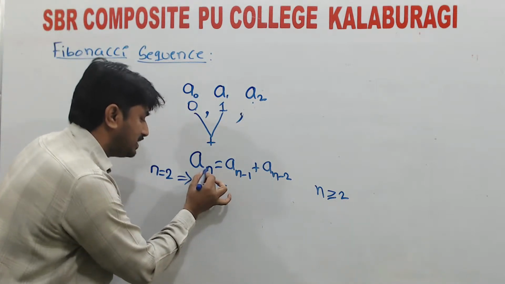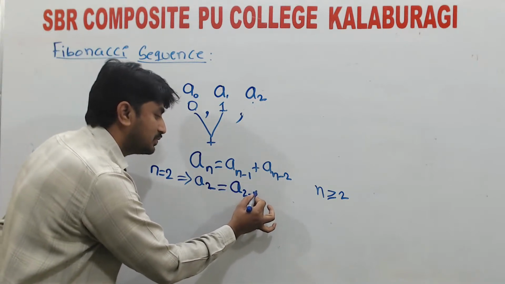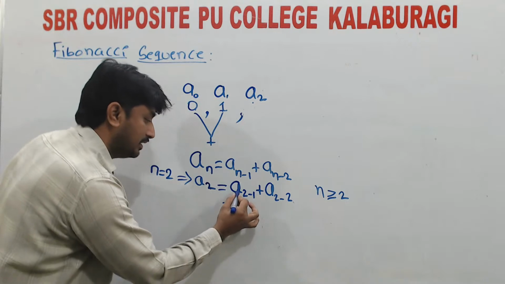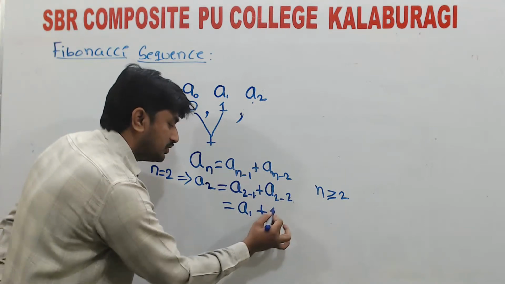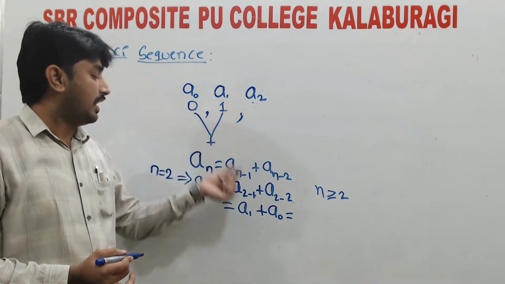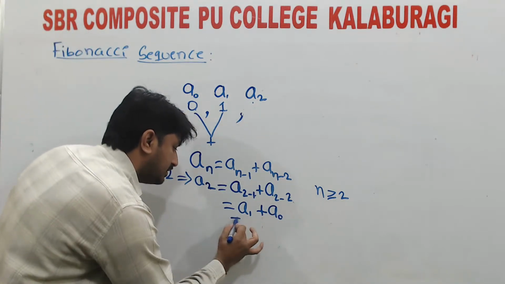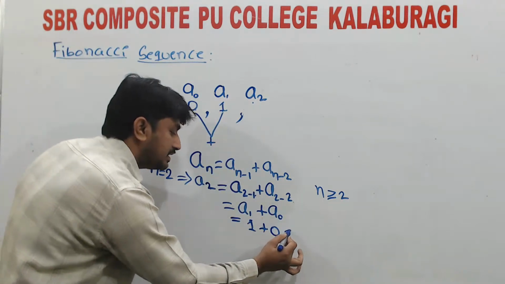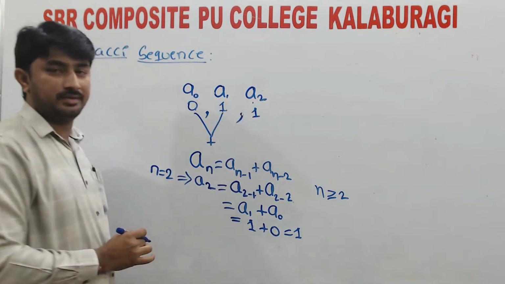So for the A second term, in place of n I am taking 2 here. Again, in place of n I am taking 2 minus 1 plus 2 minus 2. It shows that A2 minus 1 is A1, and 2 minus 2 is A0. See here, the value of A1 is 1 and the value of A0 is 0. So I will write here, the value of A1 is 1 plus the value of A0 is 0. It is equal to 1. It means the next term value is 1.